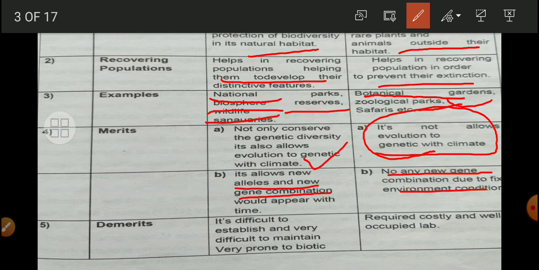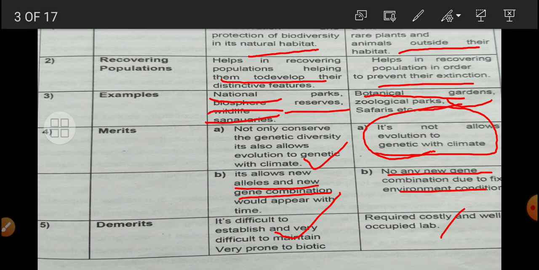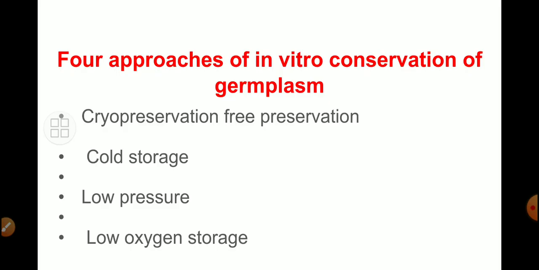Now what is the demerit of in situ conservation? It is difficult to establish and very difficult to maintain, very prone to biotic factors, and costly. Ex situ conservation requires costly and well-equipped laboratories, laboratories having the facilities. So this is the little difference you have to keep in mind between in situ and ex situ conservation.